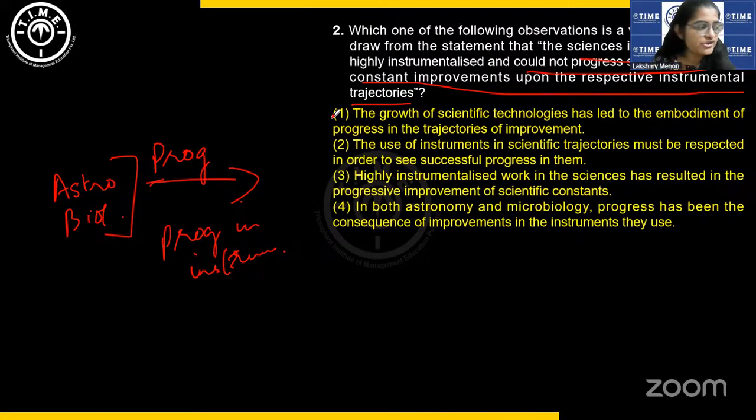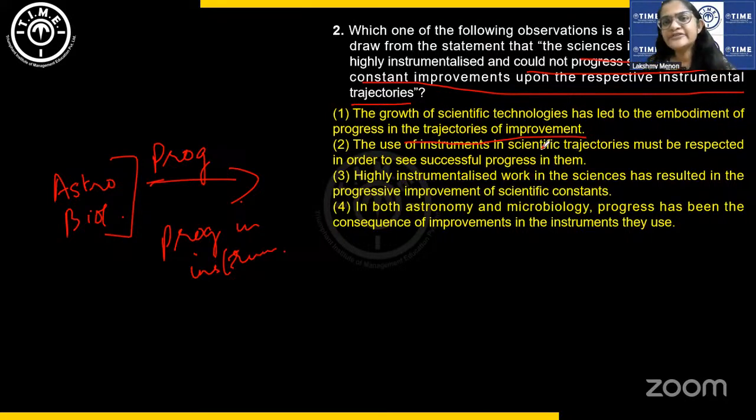The first option is: the growth of scientific technologies has led to the embodiment of progress in the trajectories of improvement. Please don't fall for such complicated statements. Some students tell me, ma'am, we will pick the longest option, that is likely to be the correct answer. Guys, careful. Yes, here that may be the case in terms of number of words, but if you look for the most complex sentence, you will not reach anywhere.